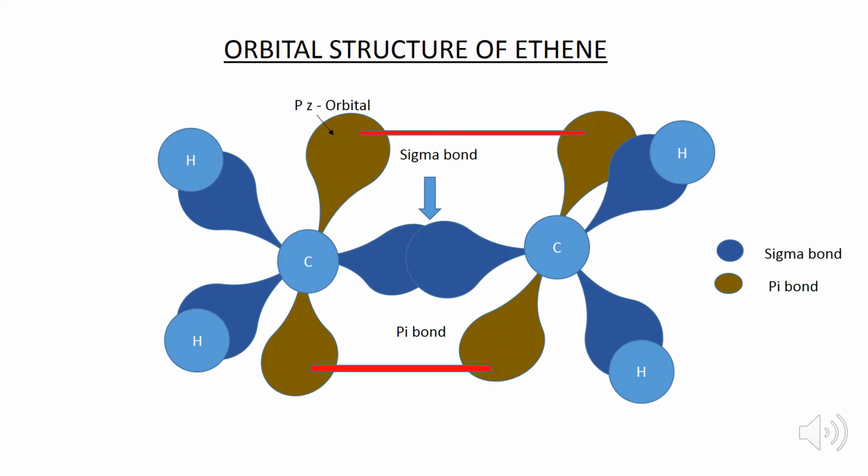Now let's discuss the orbital structure of ethene. Look at the diagram: the carbon is overlapping with 2 hydrogen atoms, and as a result 2 sigma bonds are formed by head-on overlapping. On the other side the carbon is overlapping with another carbon atom and another sigma bond is formed. So in ethene 3 sigma bonds are formed, whereas the pz orbitals overlap parallelly, and as a result a pi bond is formed. So the bond angle in this case is 120 degrees and the shape is trigonal planar.